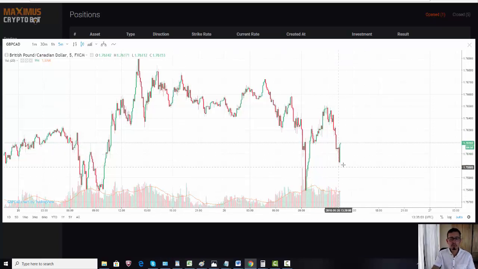But this would still be a good call position. As you can see, the price is still going up, but it's a little bit too late. The perfect call position would be at this area, 1.76115, 114. But again, as you can see, the price goes in the right direction.